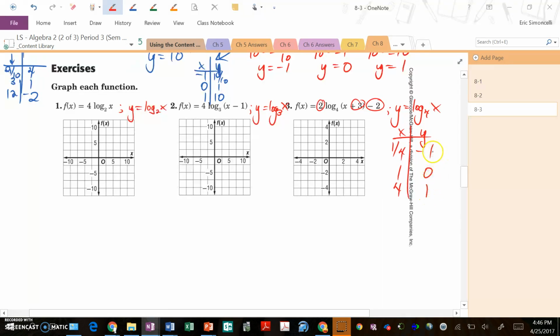Not surprisingly, look at the y values. If you think about the inverse of this function really quickly here, y equals 4 to the x power. 4 to the negative first is 1/4. 4 to the 0 is 1, and 4 to the first is 4. But again, we're talking about a log function. The log function that we see, y equals log base 4 of x, takes shape as 1/4 comma -1, 1 comma 0, 4 comma 1.